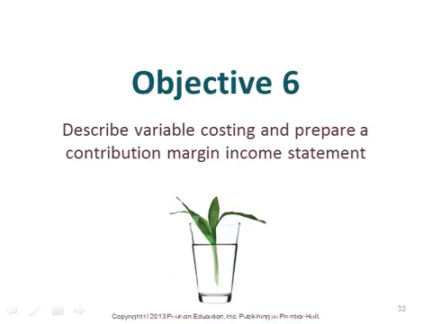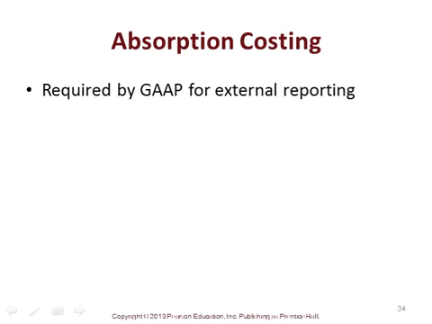And then finally, we want to talk about this idea of variable costing and how we prepare a contribution margin income statement. So when we're talking about absorption costing, we want to keep in mind that absorption costing is required by GAAP for external reporting. You cannot prepare income statements and have them audited and issued with a clean audit opinion using variable costing. You have to convert it to absorption costing.